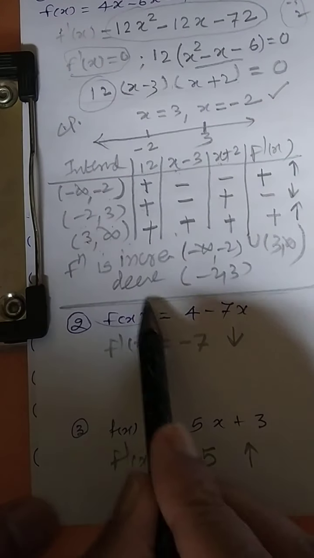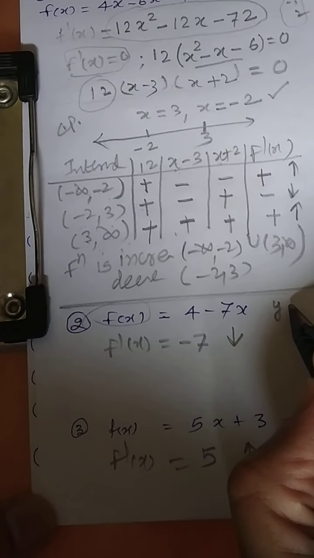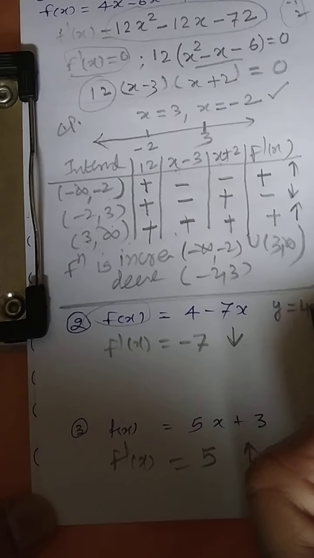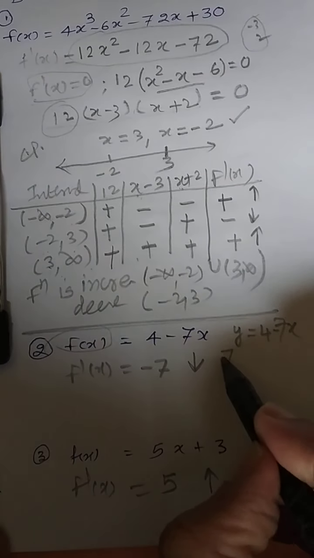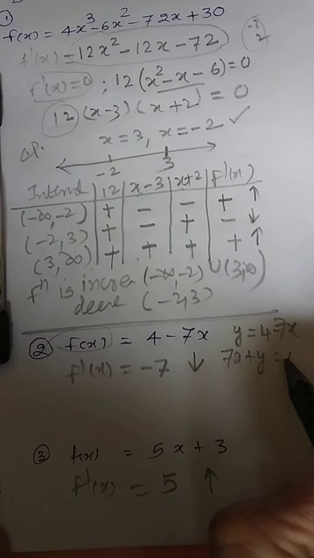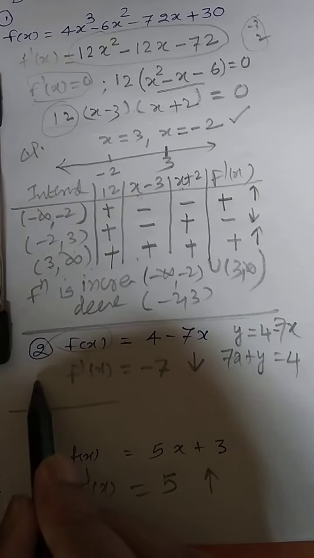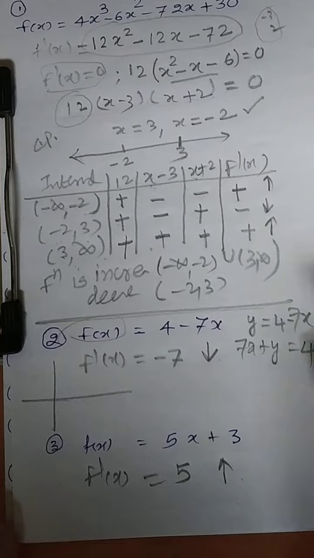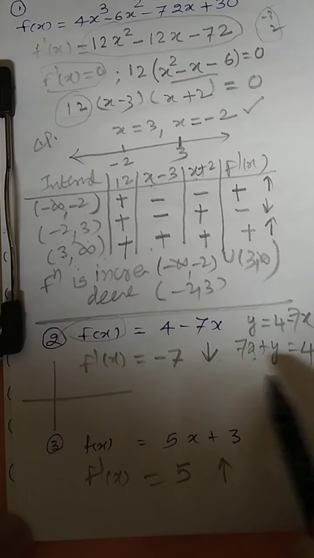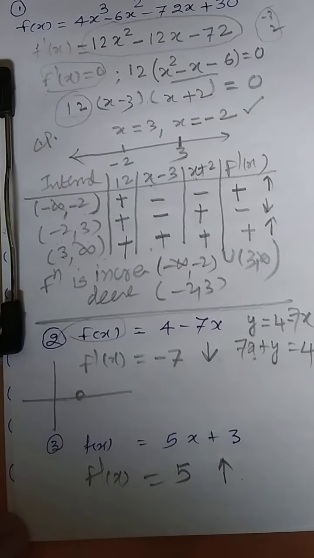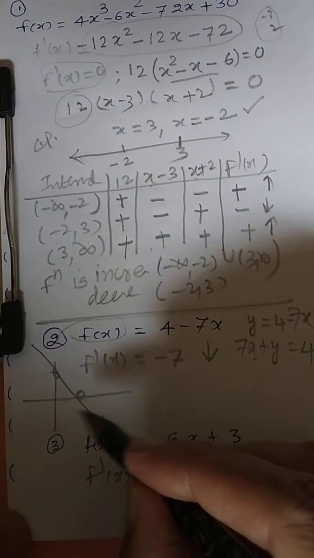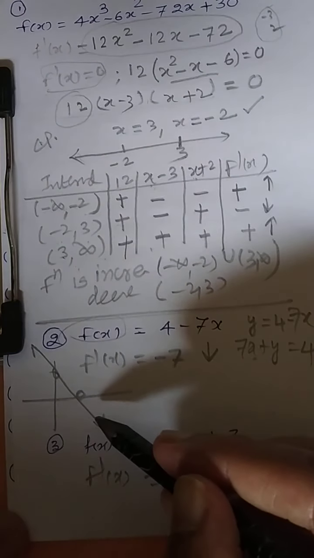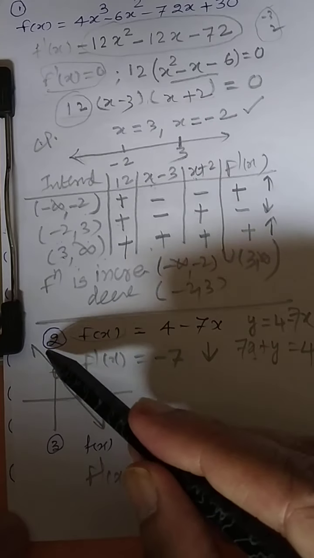Let us consider f of x is nothing but y. y will be equal to 4 minus 7x, which can also be written as 7x plus y will be equal to 4. Suppose you ask me to plot the graph for this, then the x-intercept is 4 by 7, somewhere over here. The y-intercept will be 4. So if you look at this, the function is decreasing from here, every time.